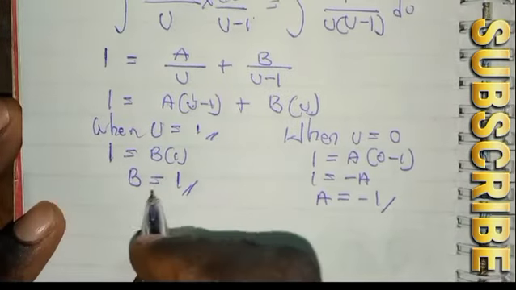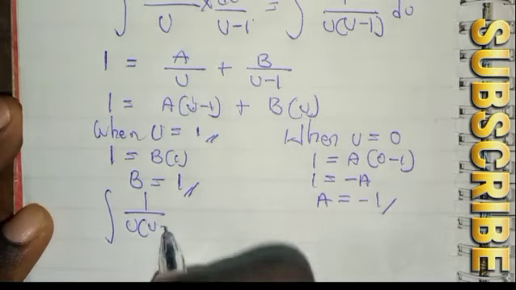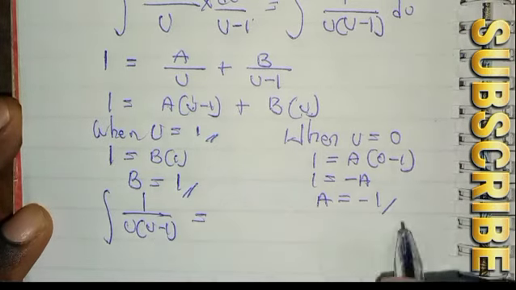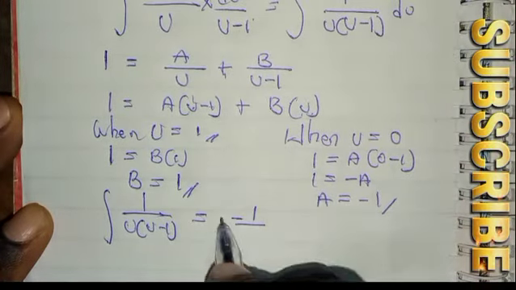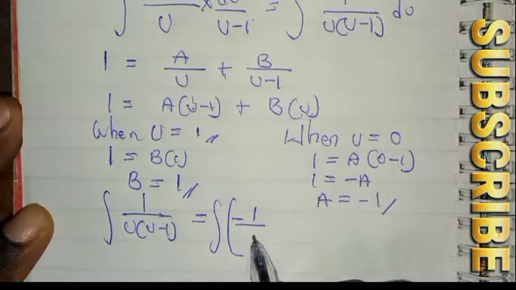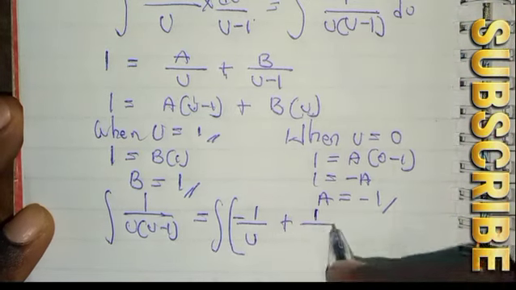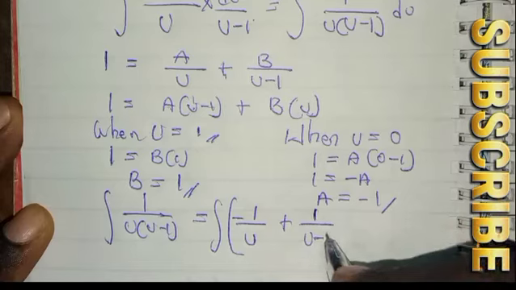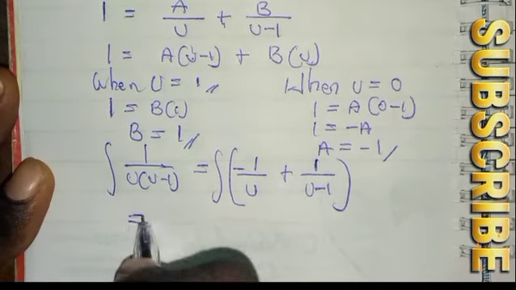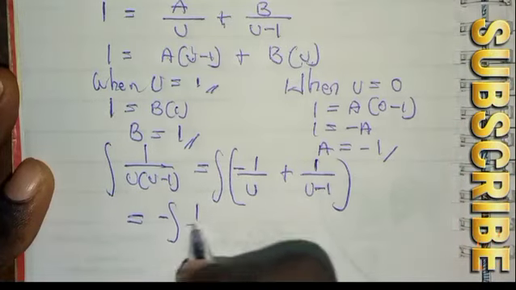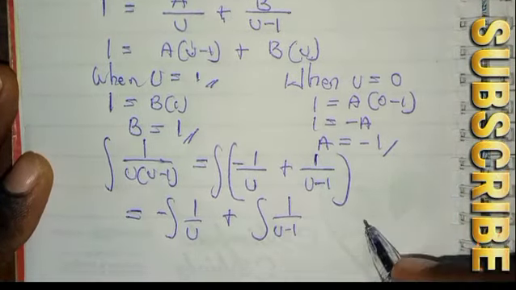Now let's move back to the question. We have the integral of 1 over u multiplied by u minus 1 is equal to, now here we have negative 1 over u plus 1 over u minus 1, which is B. So now we should separate the terms. We have the integral of negative 1 over u plus the integral of 1 over u minus 1, right?